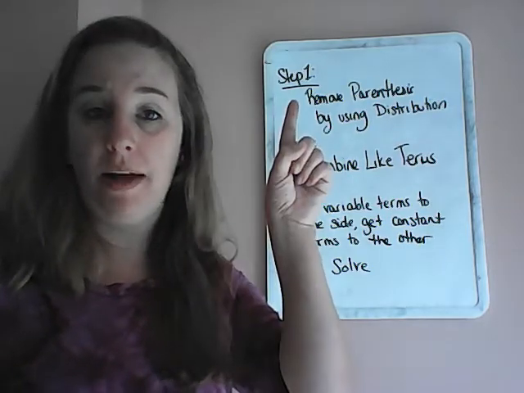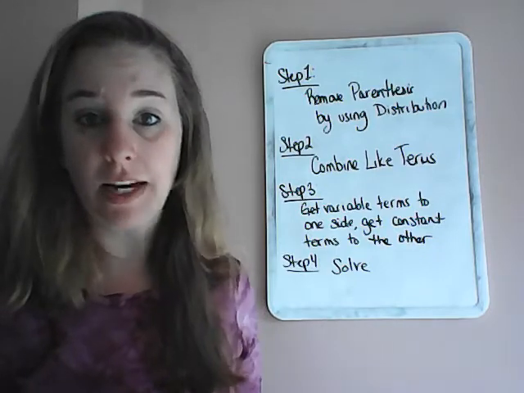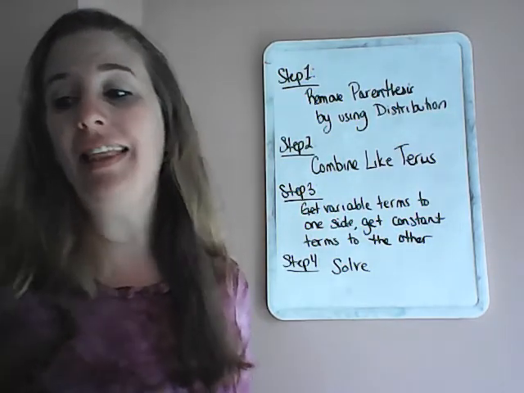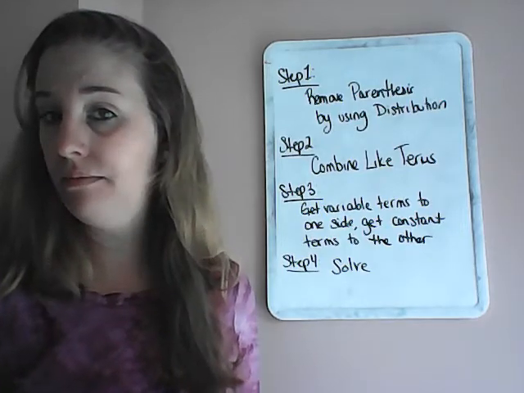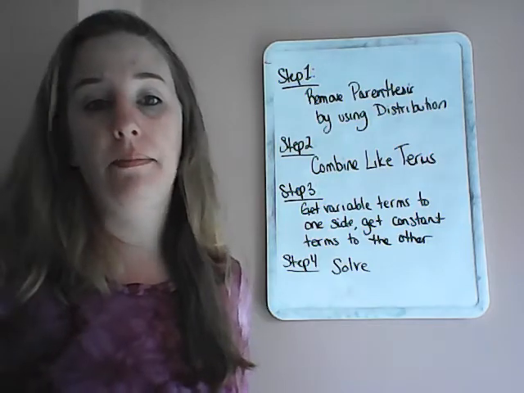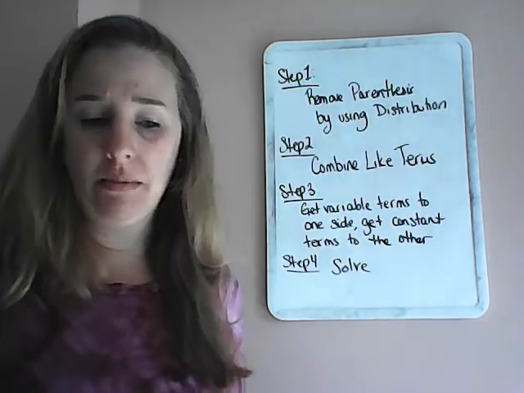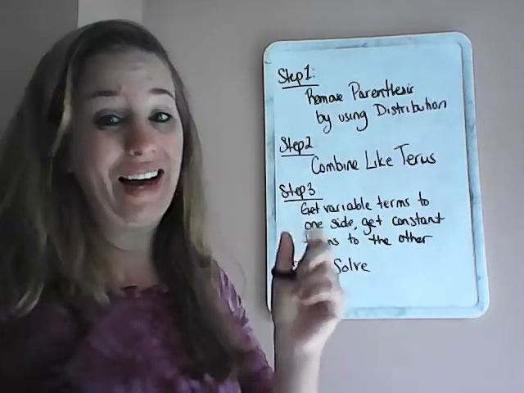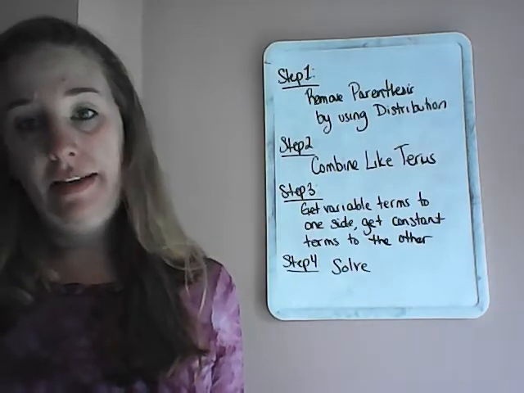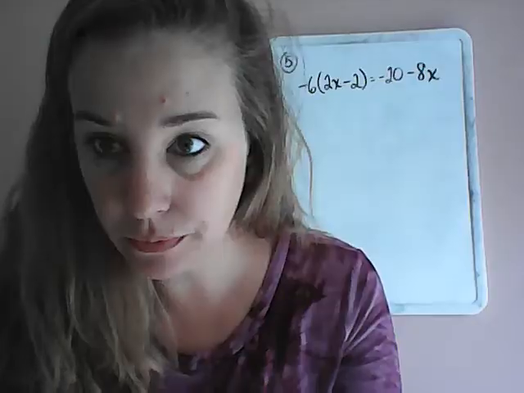So step one. We're going to remove all parentheses that we see by distributing, right? Distributive property. The second step, we are going to combine like terms. We're going to put together our variable terms and our constant terms. And then step three, we're going to get all our variable terms to one side and all our constant terms, or just regular numbers, to the other side. And then step four, we solve. I'm going to do a problem with you now.